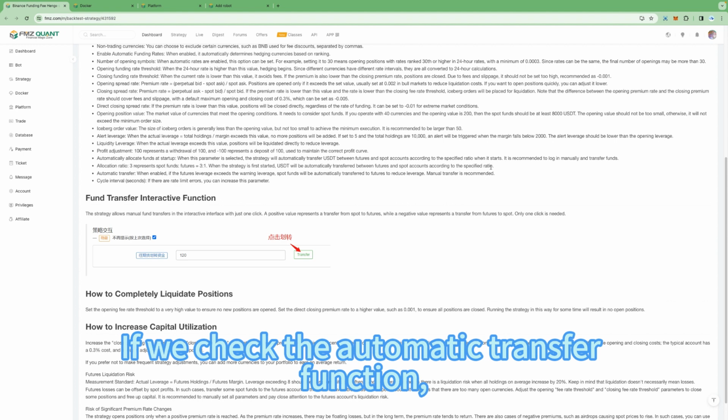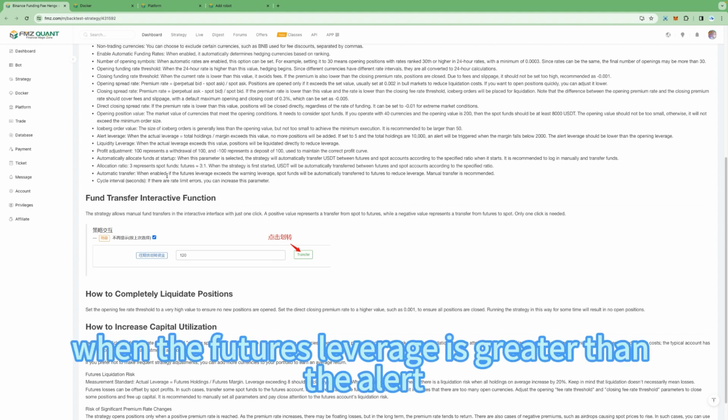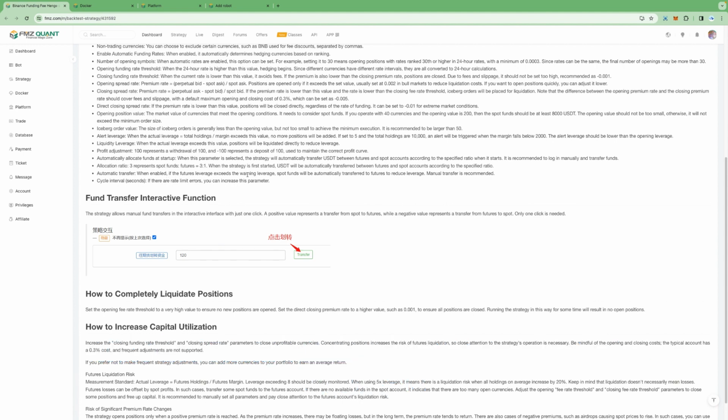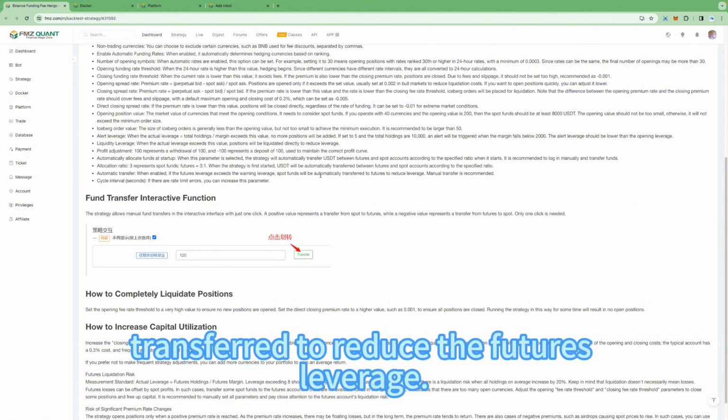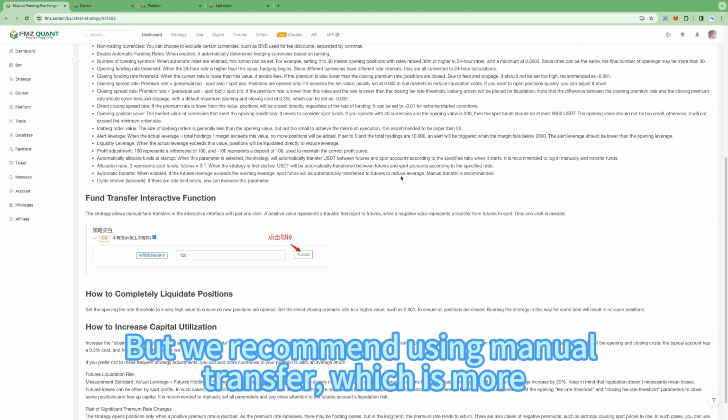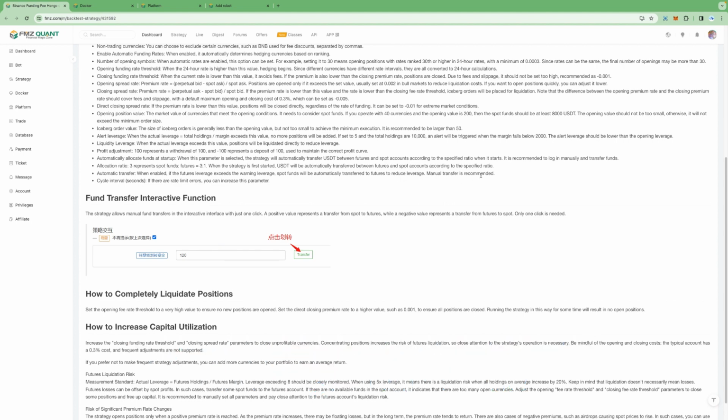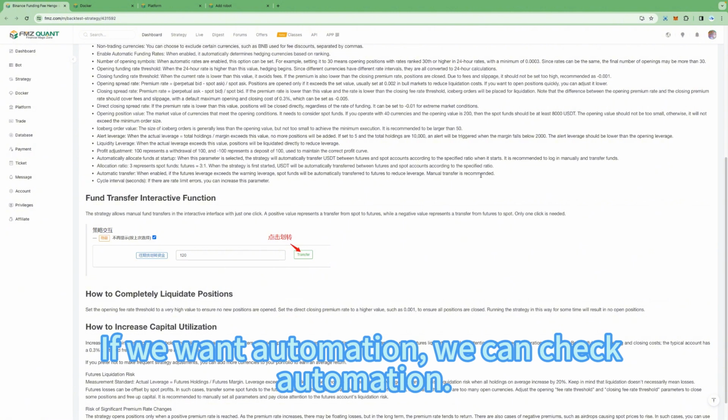If we check the automatic transfer function, when the futures leverage is greater than the alert leverage, the proportion of spot funds will be automatically transferred to reduce the futures leverage. But we recommend using manual transfer, which is more controllable. If we want automation, we can check automation.